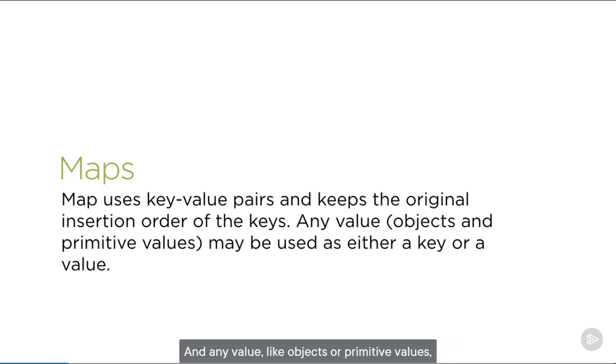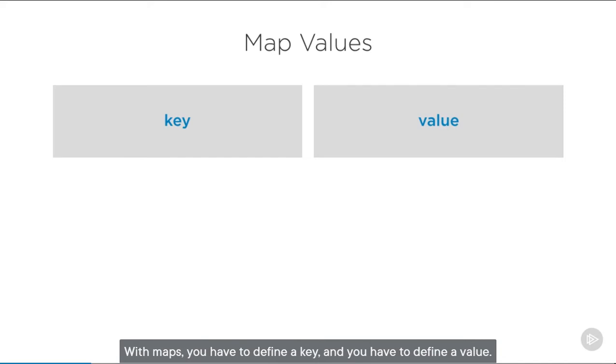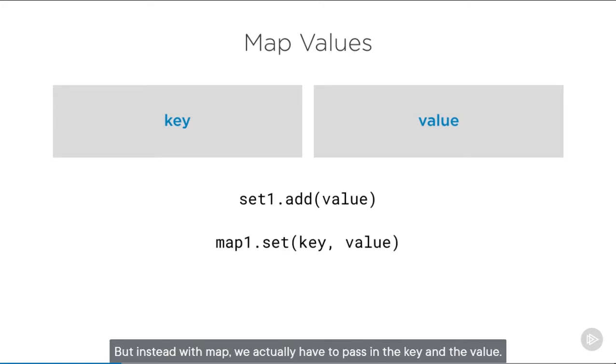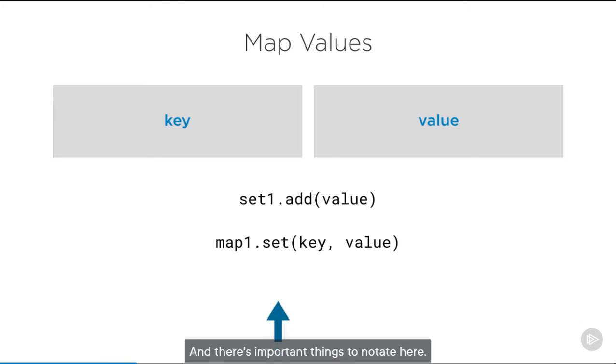And any value, like objects or primitive values, can actually be used as either the key or the value. With maps, you have to define a key and you have to define a value. Just like with sets, when we added a value to a set, we had to pass in the value of that set. But instead with map, we actually have to pass in the key and the value. And there's some important things to notate here. Notice that instead of add, we're using set.